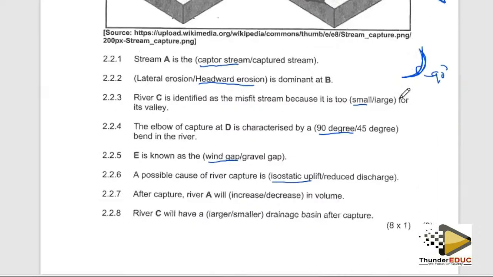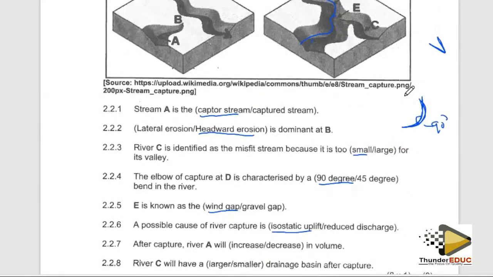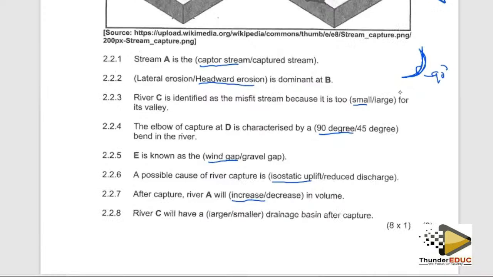Number 2.2.7, after river capture, river A will increase its volume, of course. River A is the capture stream, which means it gained more water volume after capturing the other river. Then 2.2.8, river C will have a larger or smaller drainage basin after capture. It's going to be smaller because it lost its source. So it will be smaller, right?